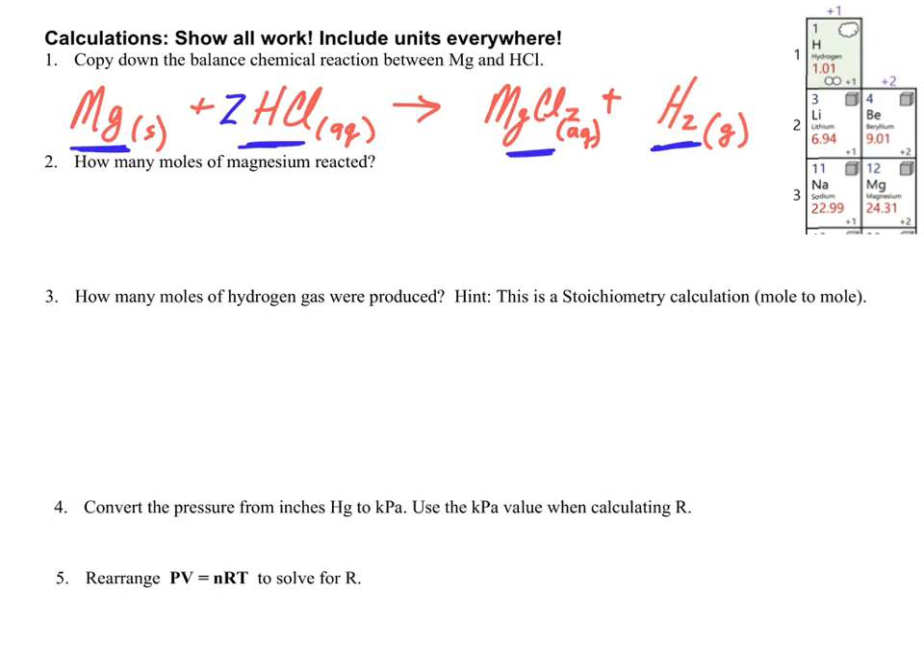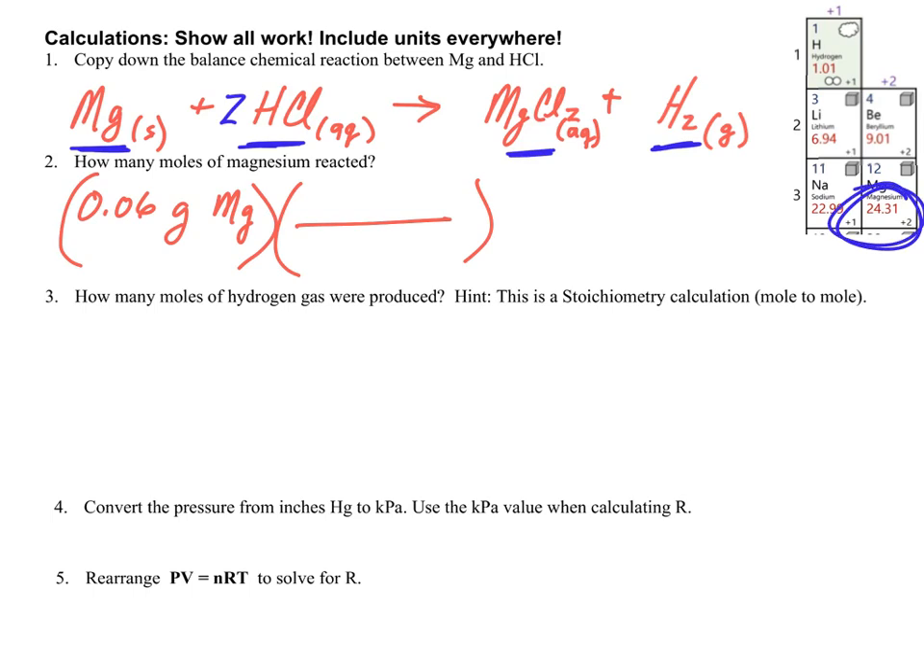Now, question 2 says, how many moles of magnesium are reacted? Now, from our data that we had, we know that we reacted 0.06 grams of magnesium. That was the little chunk of magnesium. Now, from this periodic table, we have what's called the molar mass, 24.31. That means 24.31 grams for each mole of magnesium. We'll learn about this a little bit more later. But I could use that right here.